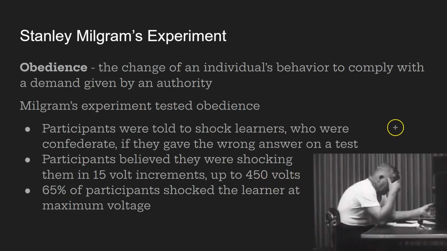Stanley Milgram's experiment tested obedience, which is the change of an individual's behavior to comply with a demand given by authority. Participants were told to shock the learners, who were confederates, so they were in on the experiment, if they gave the wrong answer on the test. The participants believed that they were shocking them in 15-volt increments up to 450 volts, which is nearly lethal, or it might be lethal. And 65% of the participants shocked the learner at maximum voltage just because they were being obedient to the guy that told them to.